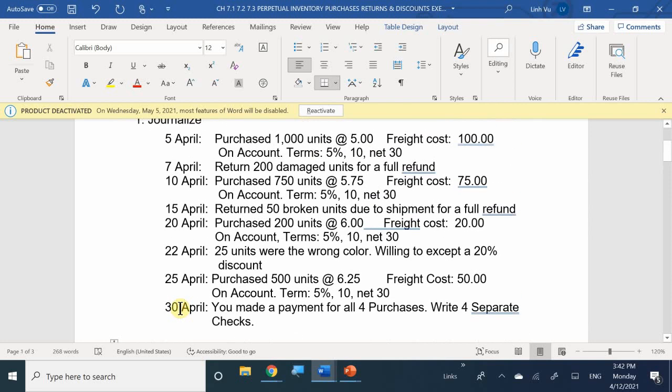Okay, when do we make our third purchase? On the 20th. Okay. So let's take a look. April 20th, I purchased 20 units. Did I make any changes to this purchase? Yes. We got $30 back because of the wrong color. Good. So we'll end up writing a check for, let me see.